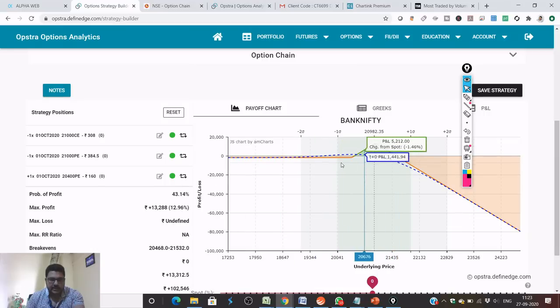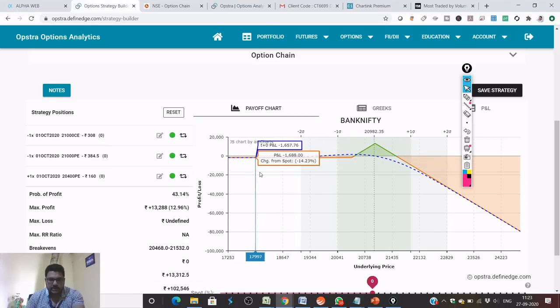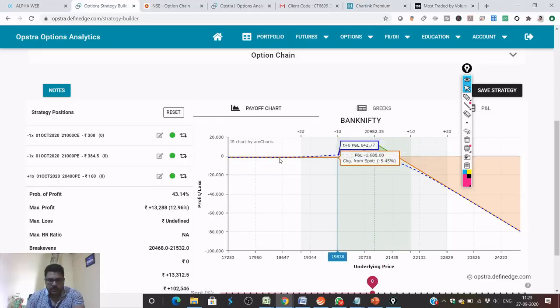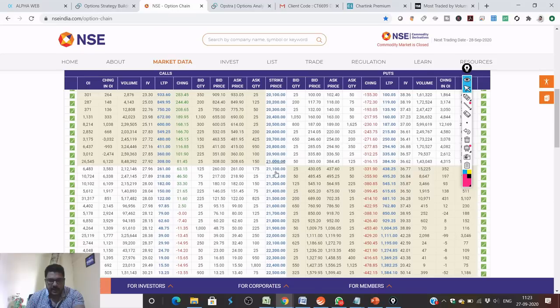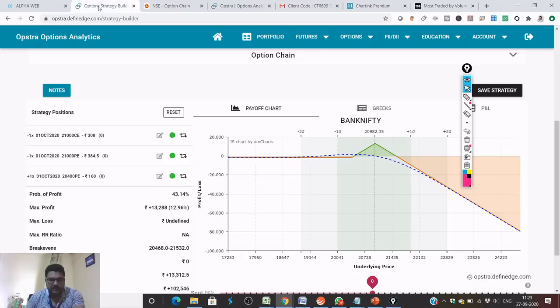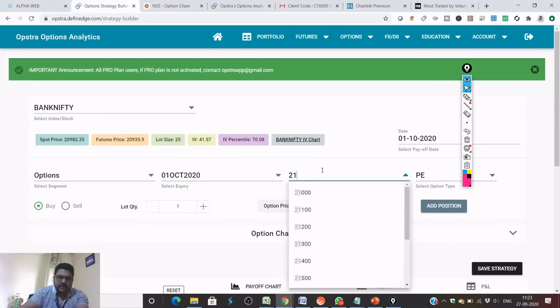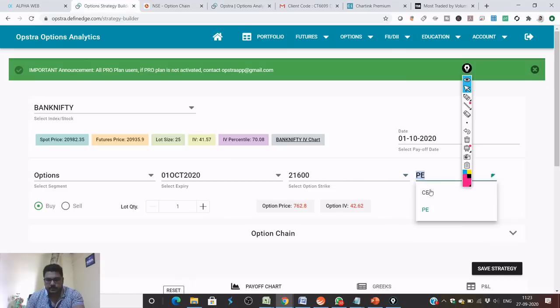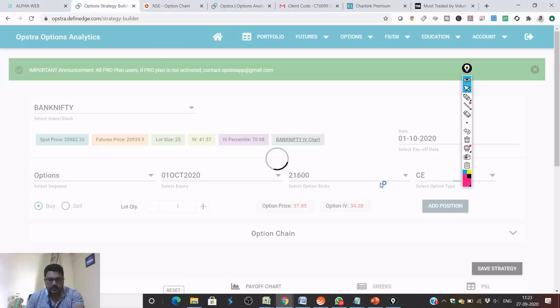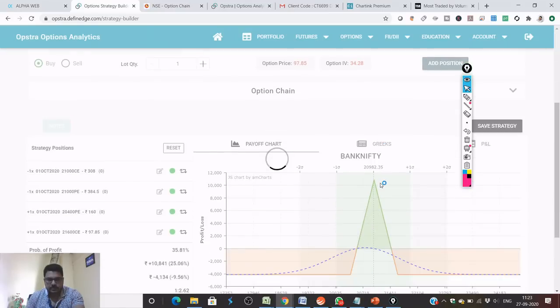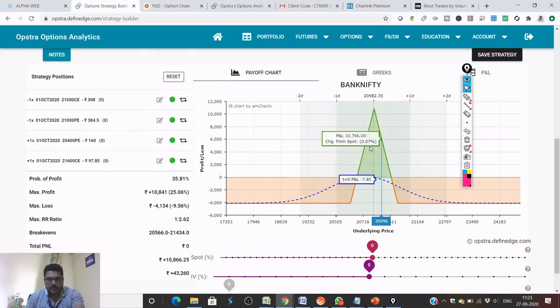Now the position has a limited risk on the downside, which is around 400 rupees, or maximum it can go up to 1600 rupees. You can see this T plus zero line here. Okay, so there's no risk on downside. On the upside there is a risk. So on upside also, if we add 600 points, so 21,600, if we buy a 21,600 call, okay, so this becomes a more safer position for us.